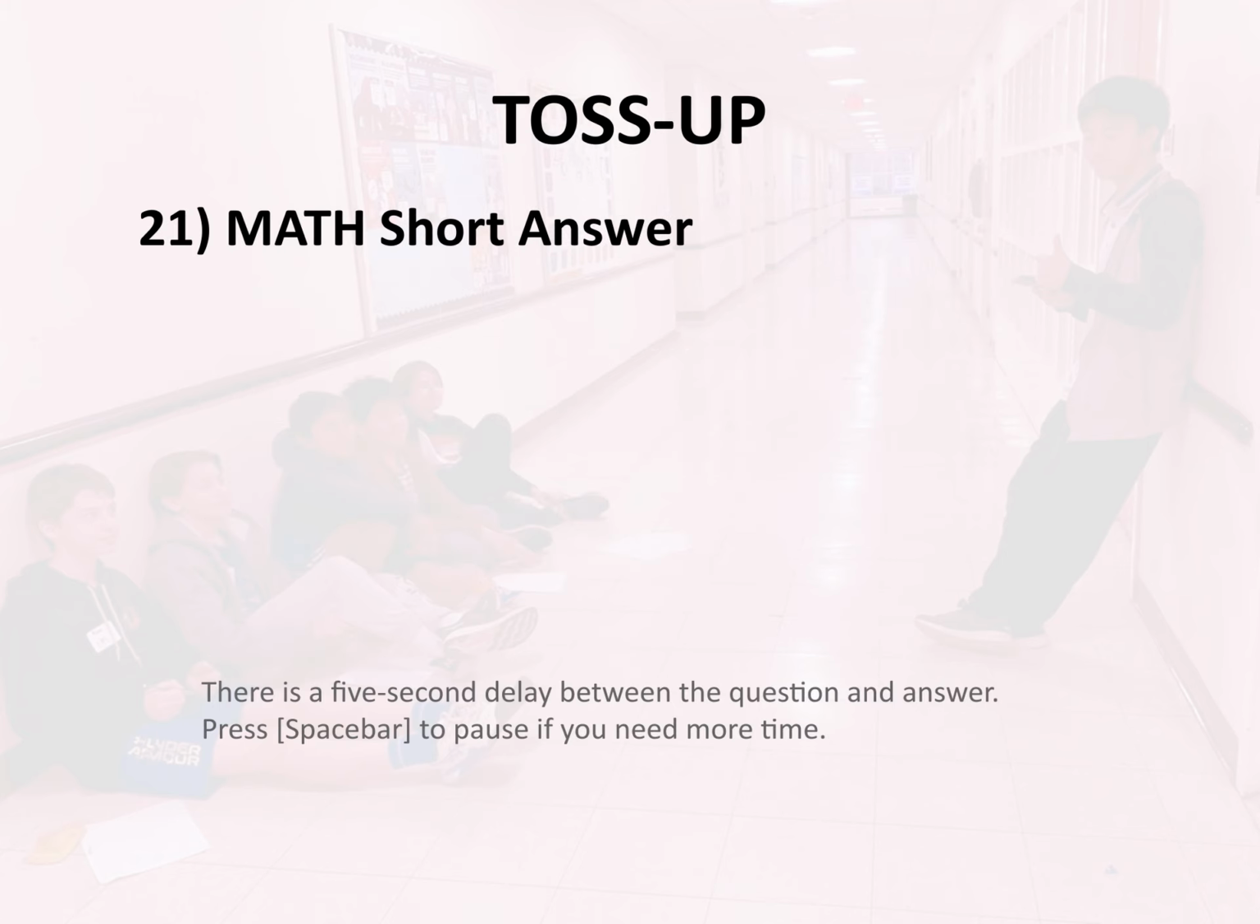Toss-up 21. Math. Short answer. 2 planes are orthogonal to each other. How many lines exist that are a given fixed distance d from both of these planes? Answer: 4.